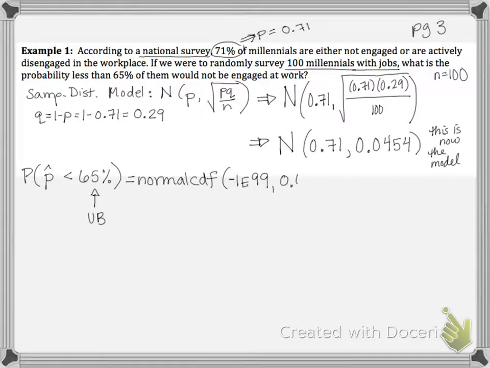The proportion, or 65%, which is my upper bound, and then I'm going to replace my mean with the mean from the problem and my standard deviation with the standard deviation from the given problem. And then I can go into my calculator and I can go to second VARS, and normal CDF is option number 2. I can go ahead and put this information in, and I get 0.0932 as my answer. Keep on watching. There's one more of these.